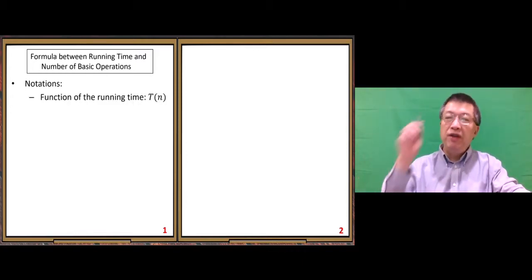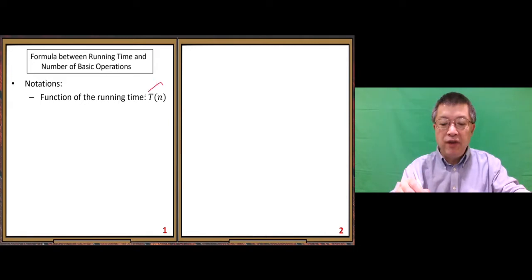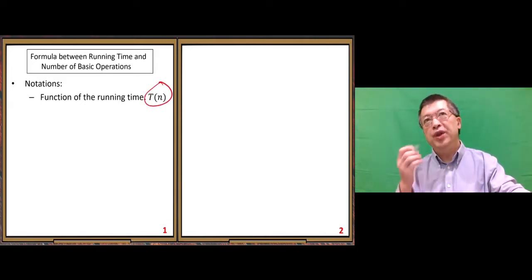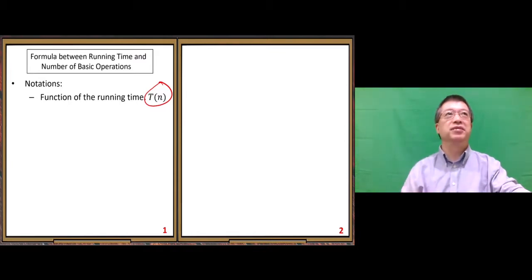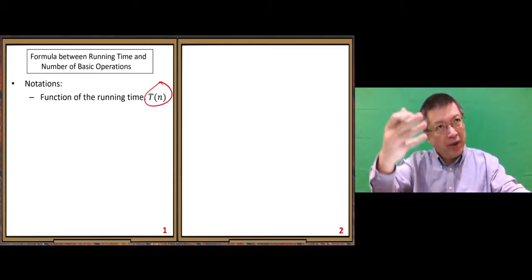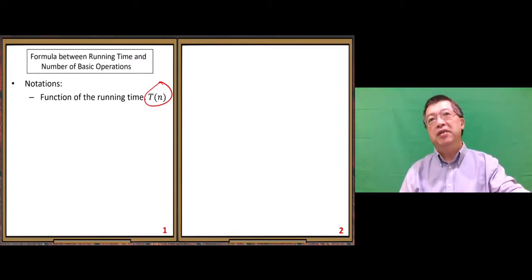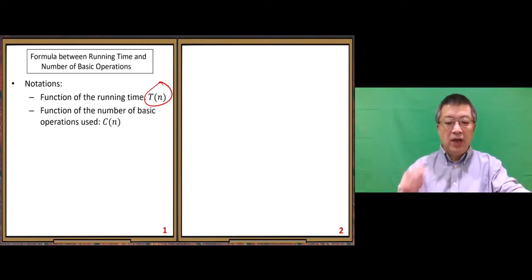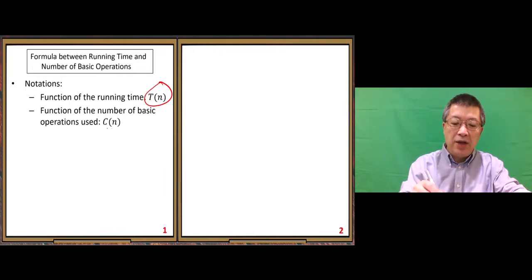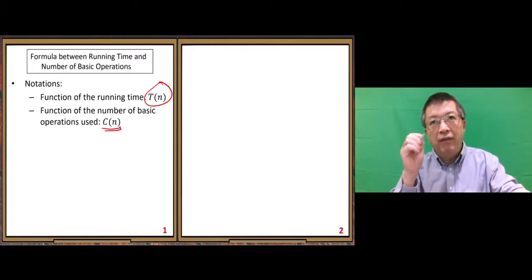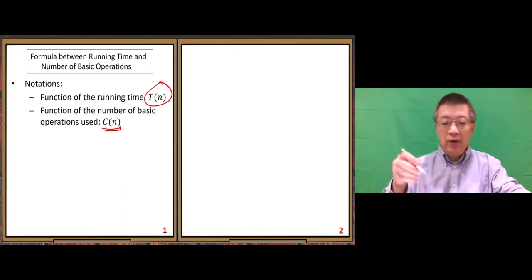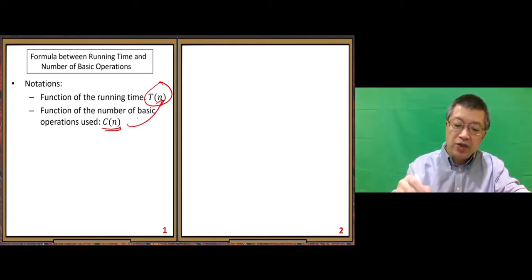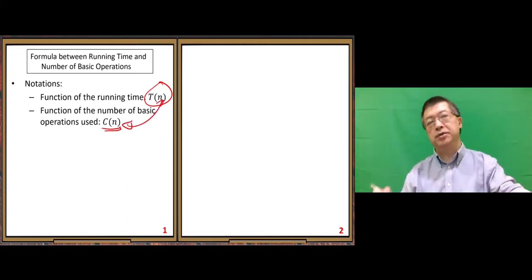We want to use the capital T function, T of n, for the running time, the real execution time, so the direct measure of running time. Then we try to do the indirect measure. That is counting the number, C of n, the number of basic operations. We want to see what is the relationship between these two numbers.